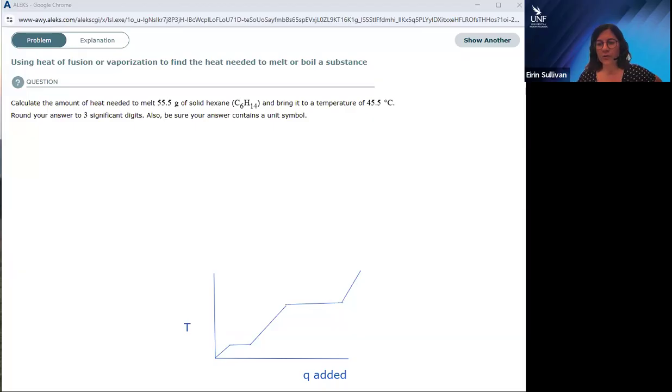So for those portions, you're going to use what you already know. This is zones 1, 2, and 3. Sorry, 1, 3, and 5 even, if I'm going to number these. You're going to use what you know about heat capacity. So Q equals M, the mass, times the specific heat capacity times delta T.